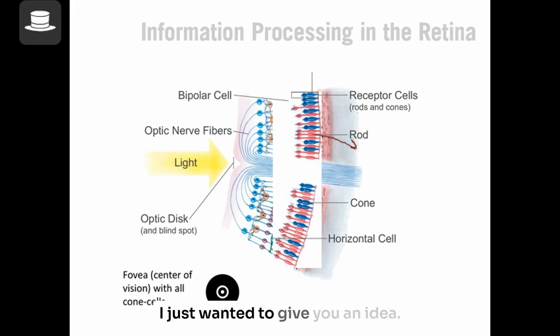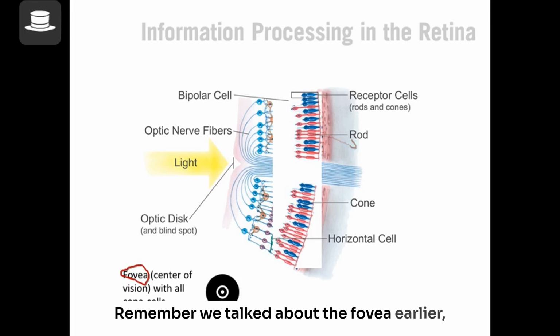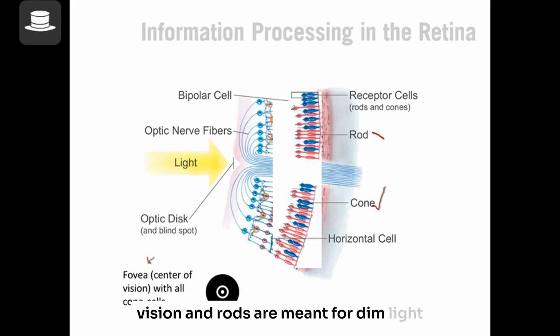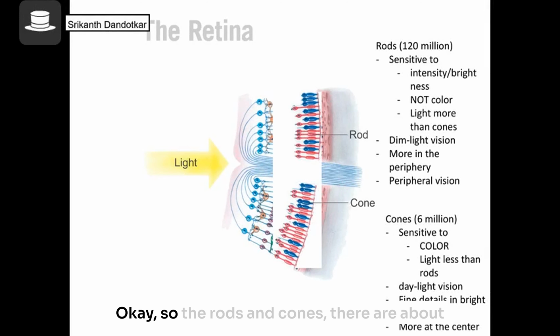I just wanted to give you an idea. Remember we talked about the fovea earlier, right? The center focus. This fovea is filled with cones. By the way, the cones are meant for color vision and rods are meant for dim light vision. And we'll talk more about it in the next slide. Okay, so the rods and cones.